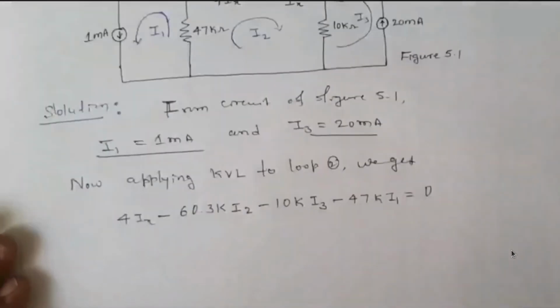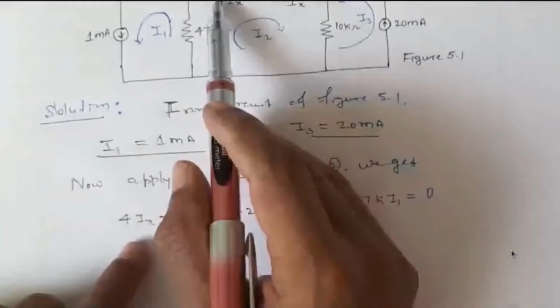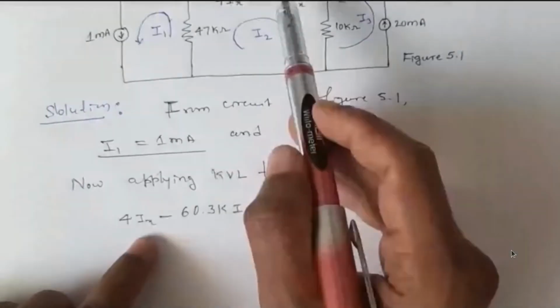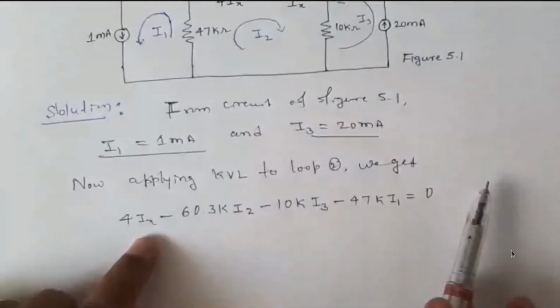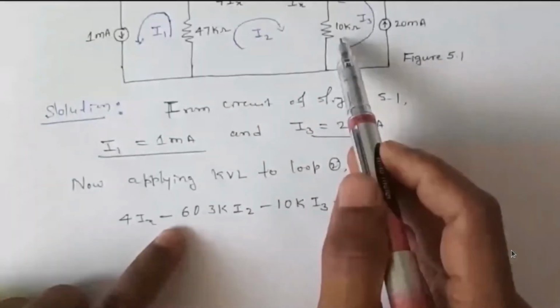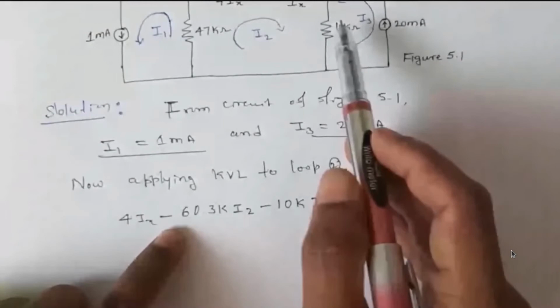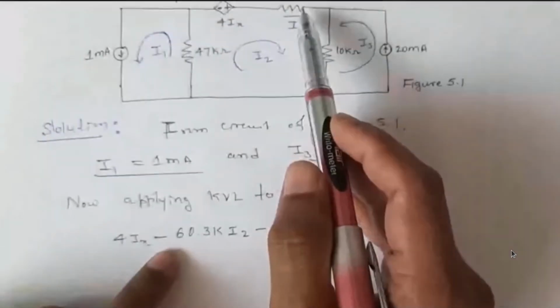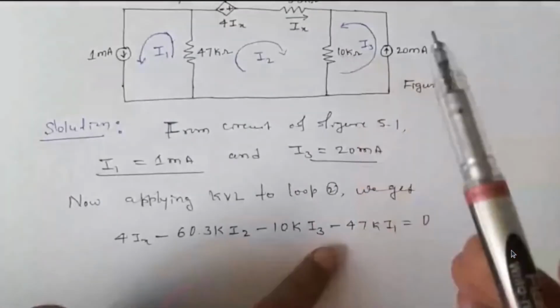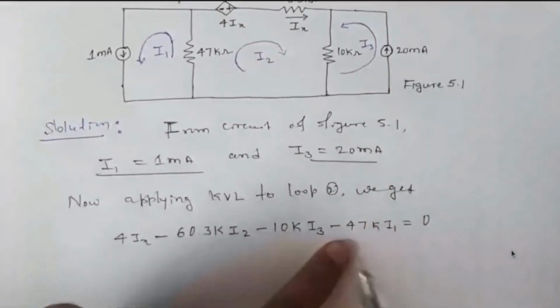Hope this is clear to all of you. Very simple, dear students. I have considered minus to plus as plus, that is 4ix, and later plus to minus I have considered all minus. Okay, 47 plus 10 is 57, plus 3.3K is 60.3, minus, then this is minus 10K, and this is minus 47K with their currents, right?